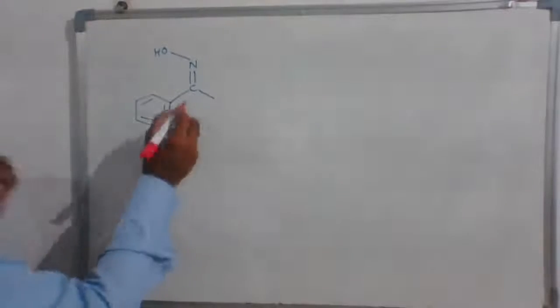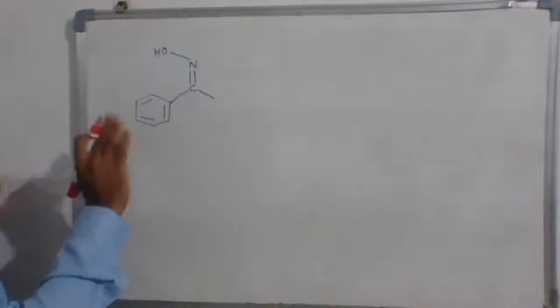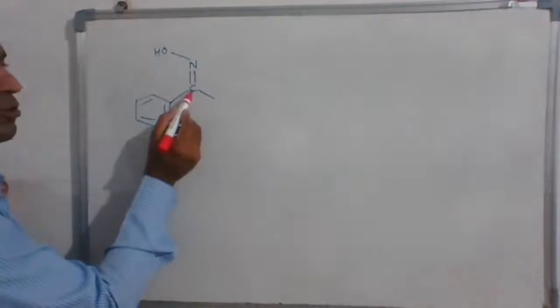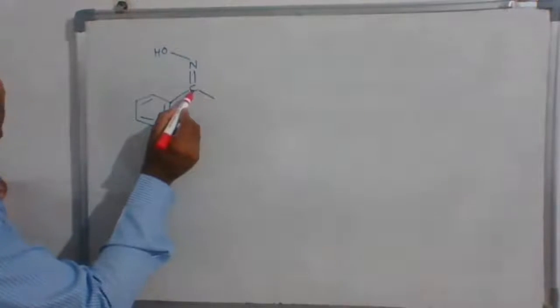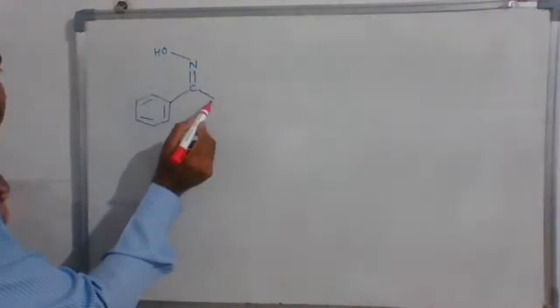What will be the configuration of this molecule? This is oxime. Now see here, this is not aldehyde, okay? It is ketoxime. This is not aldoxime, because in aldoxime a hydrogen is always present on this carbon, but on this side there is phenyl, on this side there is methyl.